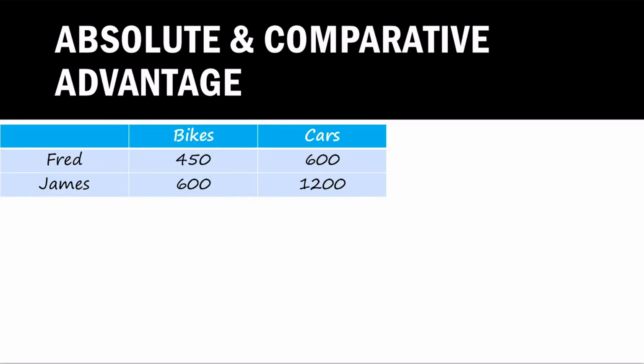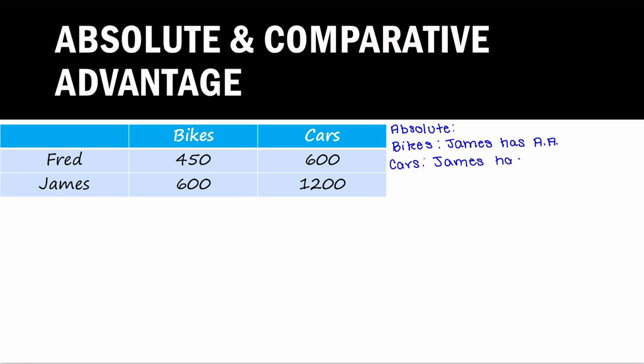So this is another absolute and comparative advantage example. So we're going to start with our absolute first. And absolute is just who would win. So if we're looking at who can produce the most bikes, we're comparing Fred's 450 to James's 600, which means James has absolute advantage in bikes. We're looking at cars, then we're looking at Fred's 600 to James's 1,200, which means that again, James has absolute advantage in cars.